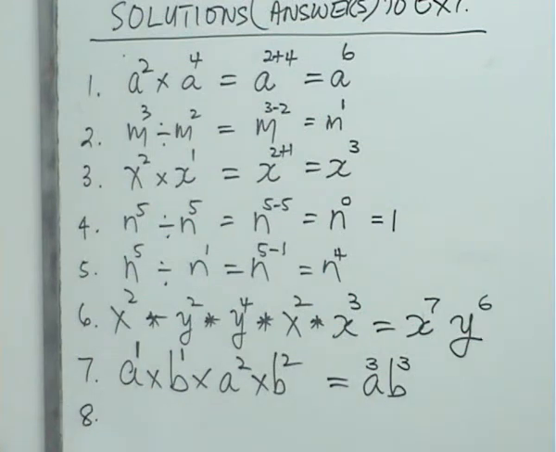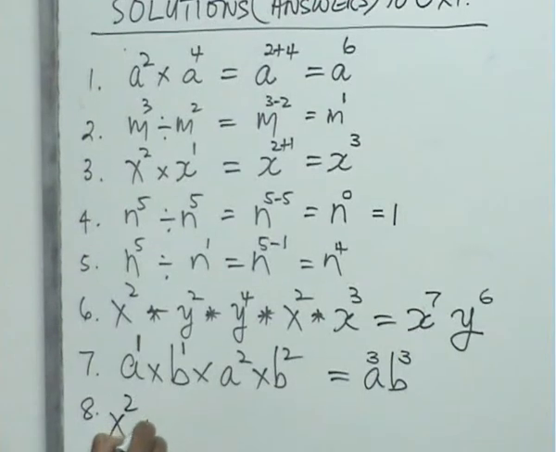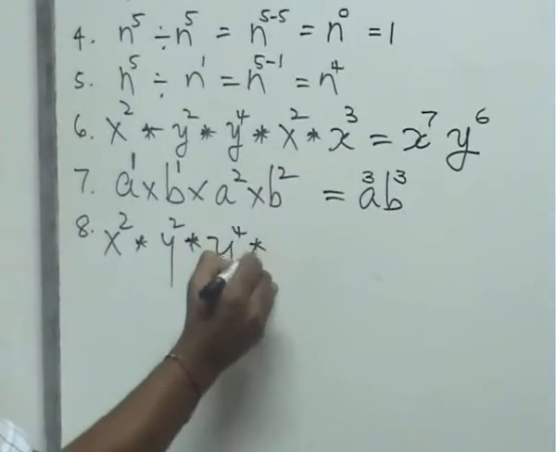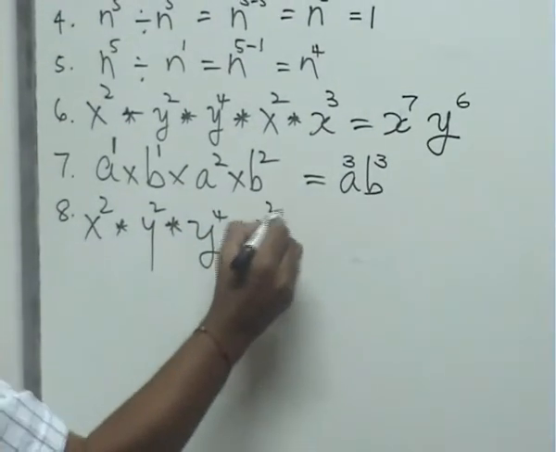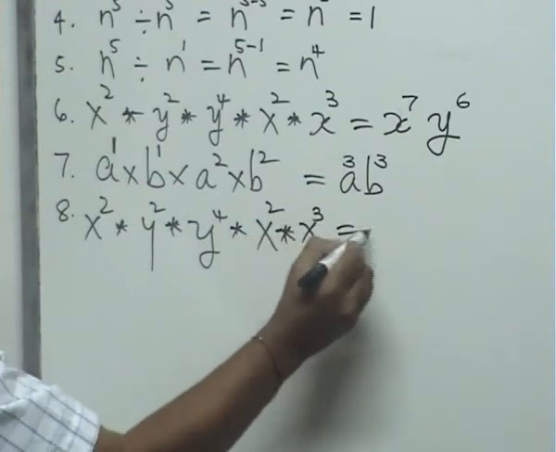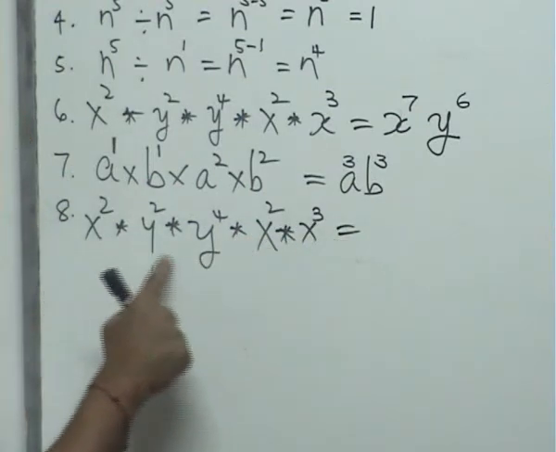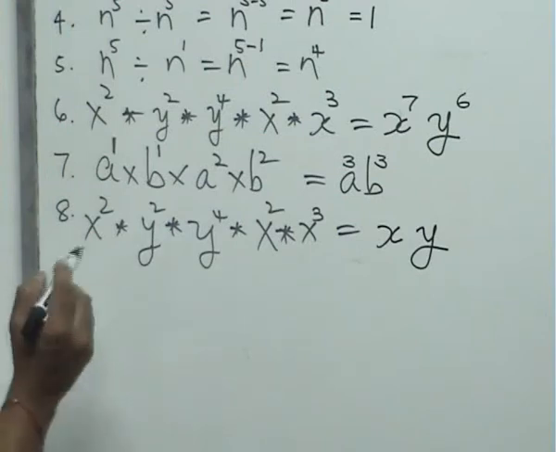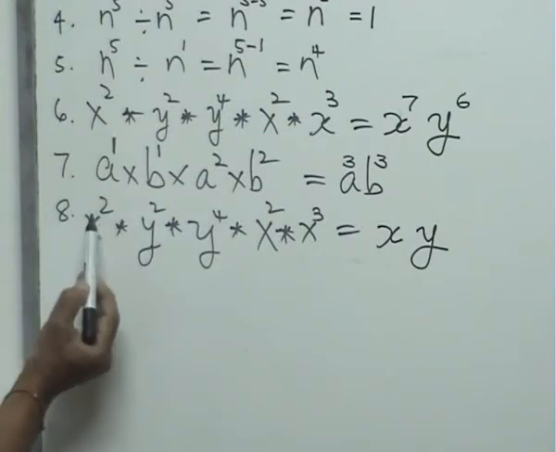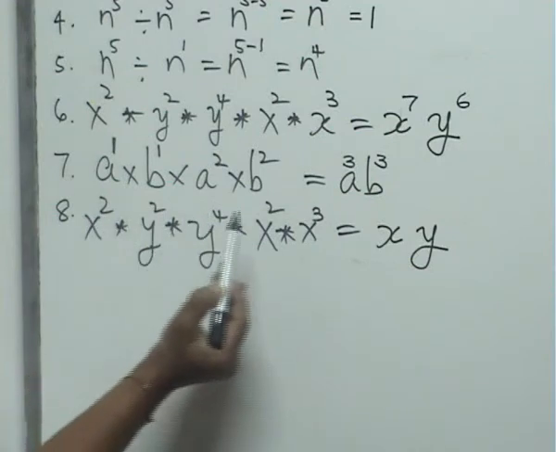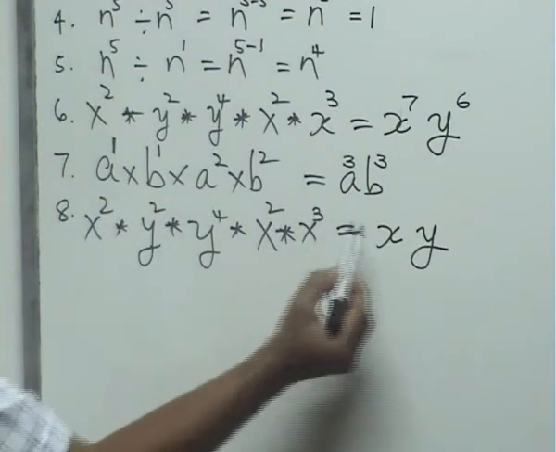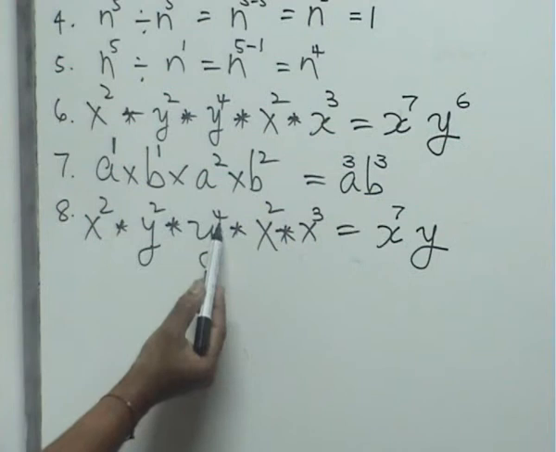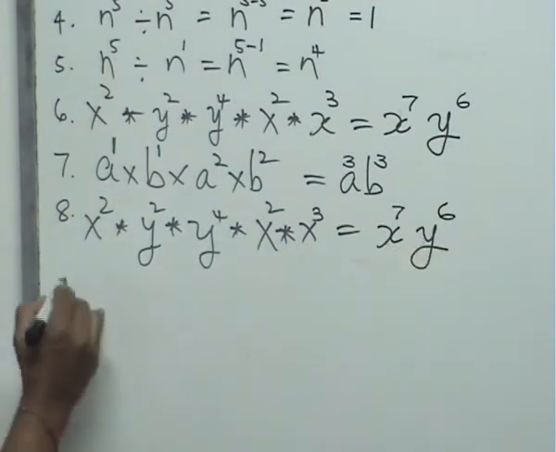Number 8, x squared times y squared times y to the 4 times x squared times x cubed. So you got two bases here, x and y. So write down the x, write down the y. Then add for the x's, only the x's now because we're dealing with x. 2 plus 2, 4 plus 3, 7. Then we do the y's. 2 plus 4, 6. So that's your answer.